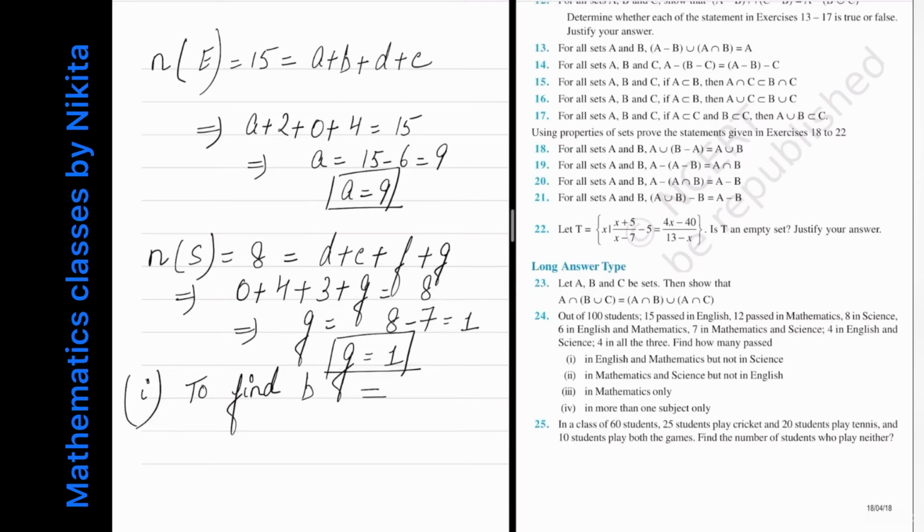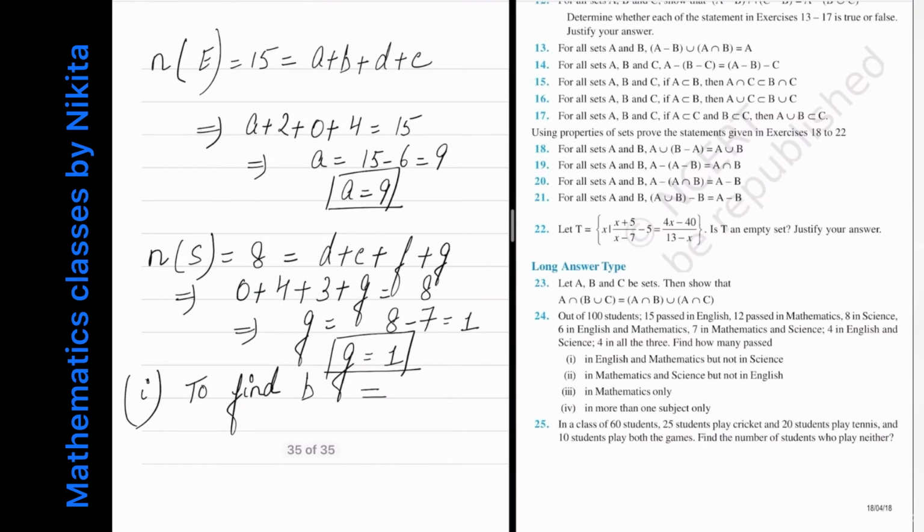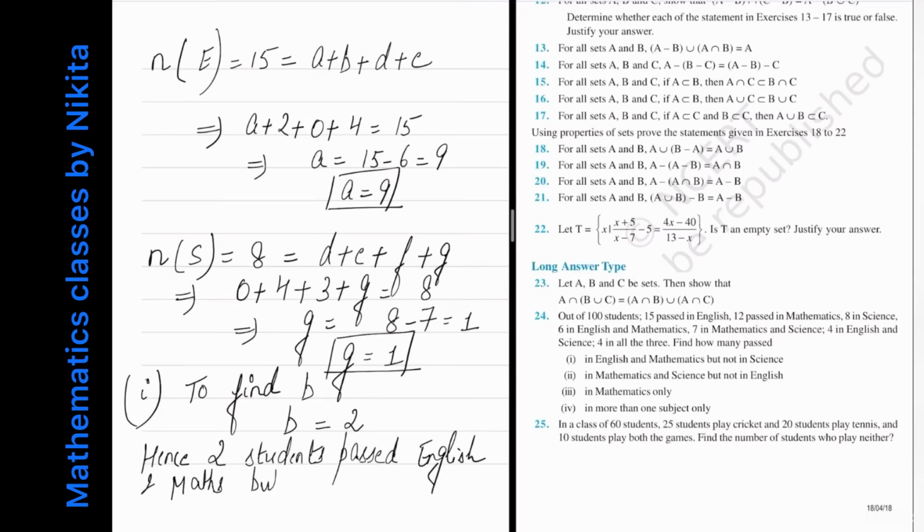which is equal to 2. Okay, so I will write B is equal to 2. So hence 2 students passed English and Maths but not Science.